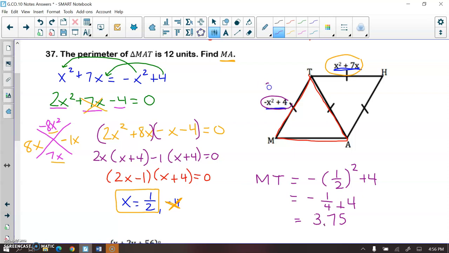Well, if MT is 3.75, that means AT is 3.75 because this is an isosceles triangle. And so if I do 12 minus 3.75 minus another 3.75, I wind up with MA, which is what I was trying to find, being 4.5. This is my answer.